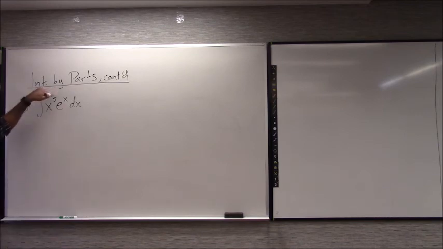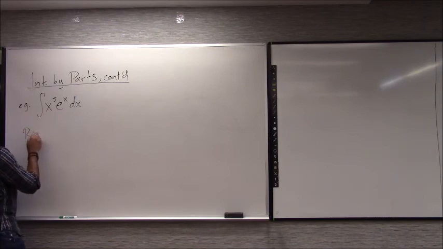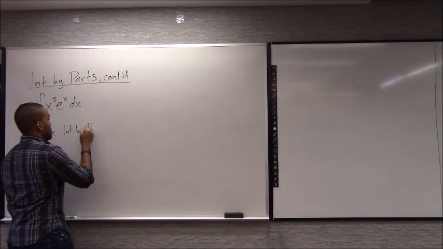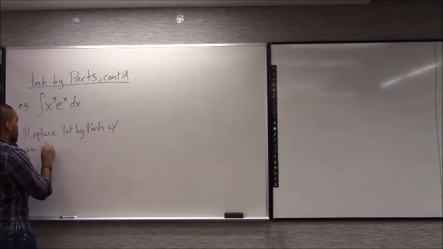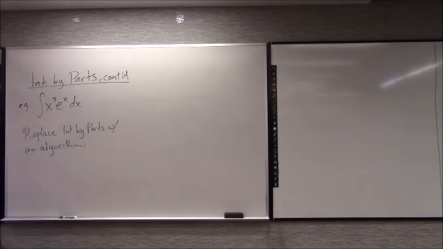We actually did it with x squared e to the x. You realize we had to do integration by parts twice. You have to expand all parentheses. And yeah, it'll get annoying doing it 5 times. So what we're going to do here is replace integration by parts with an algorithm that's going to be more efficient. And you can pretty much use this anytime integration by parts will work.